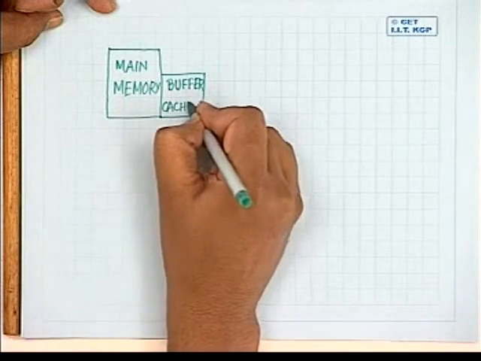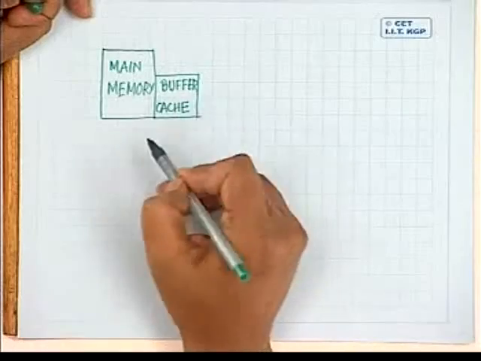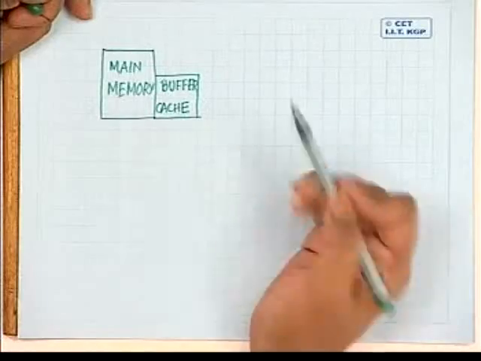And usually this buffer cache is maintained in the system area of the main memory. That is, we have said that when you partition the main memory into a number of different partitions, then one or more of the partitions is always allocated to the operating system. That is the system area. And the buffer cache is usually maintained in the system area so that it cannot be disturbed by any of the user processes. The buffer cache is managed by the operating system only.